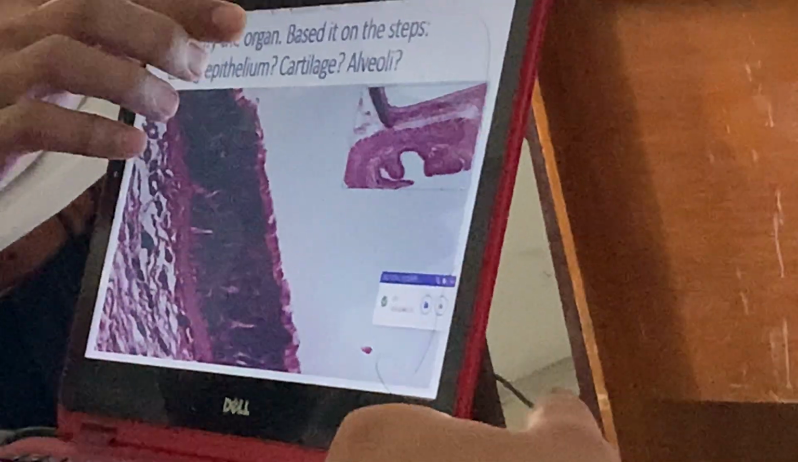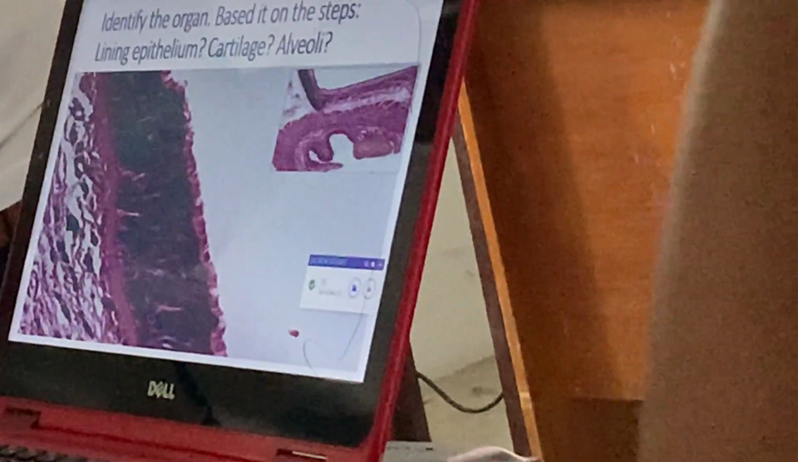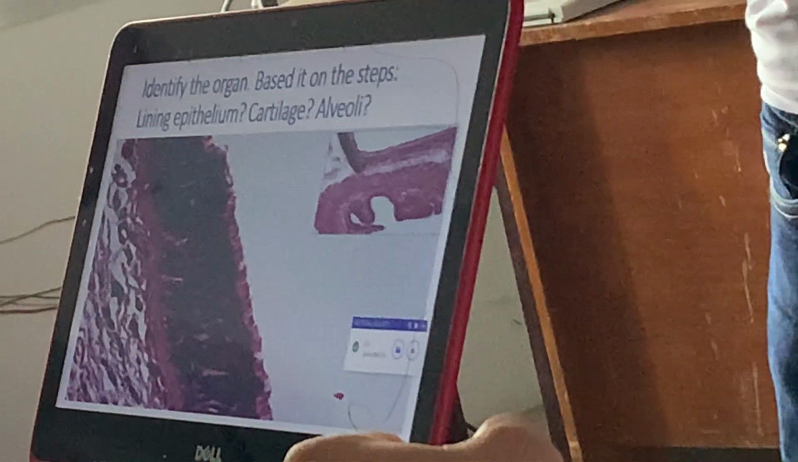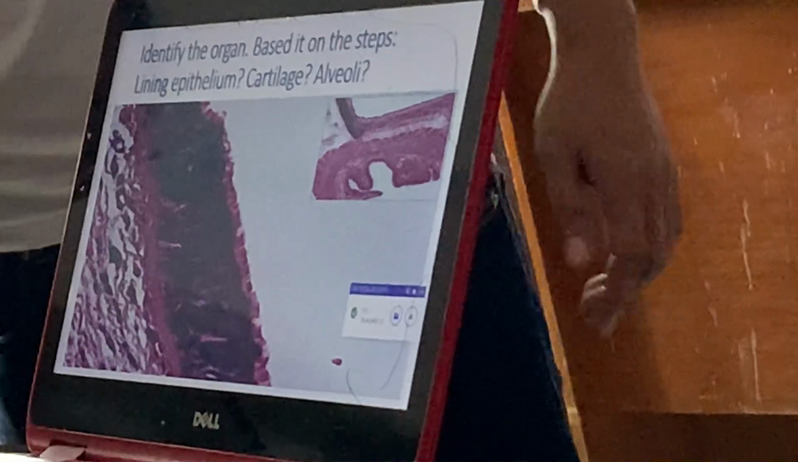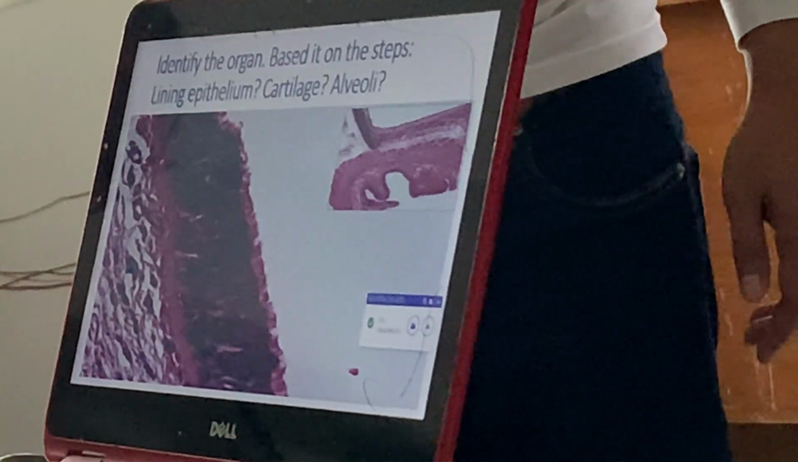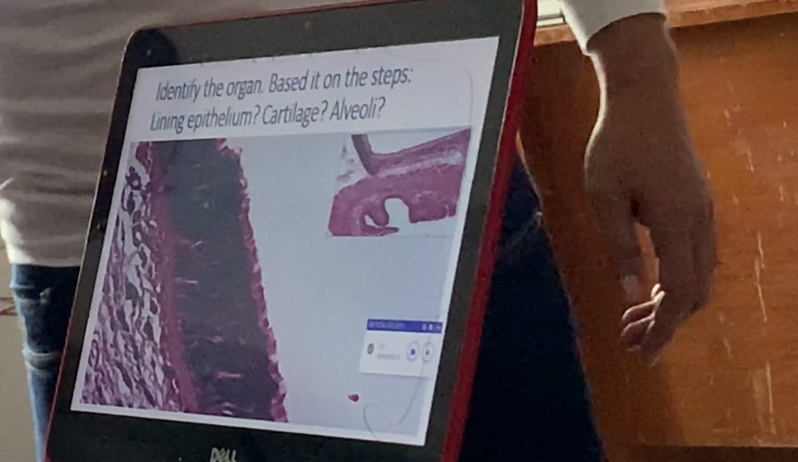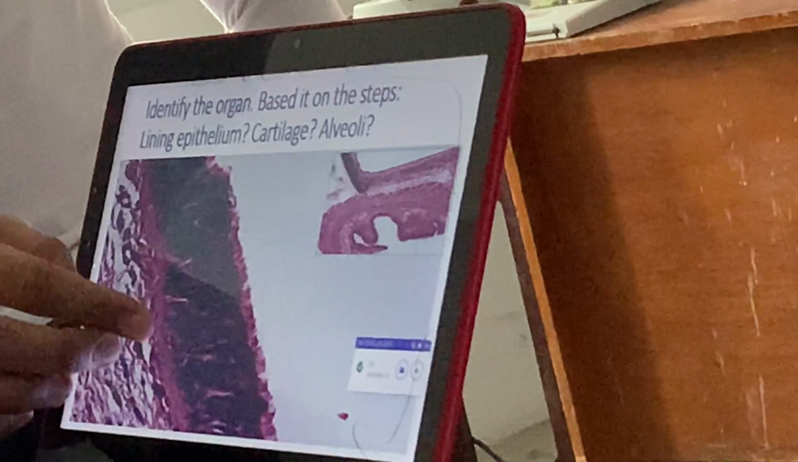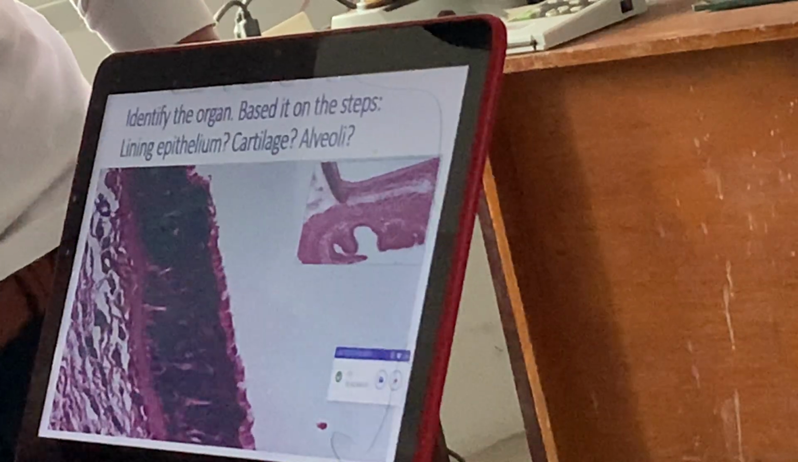Identify the organ, base it on the steps. First step. What's the lining epithelium? Pseudostratified columnar. Why, by the way, as was mentioned by Dr. Mark, is it pseudostratified? From the word pseudo, false. What makes it false? What do the layers' names say? There are columnar, there are cuboidal, there are squamous cells. So that's why it looks like stratification, but it's not.